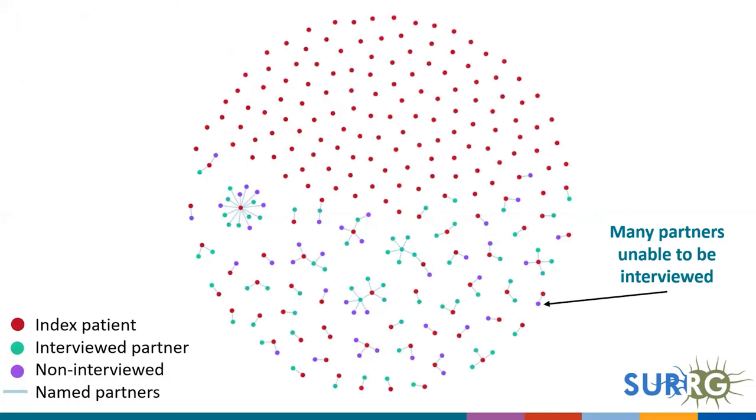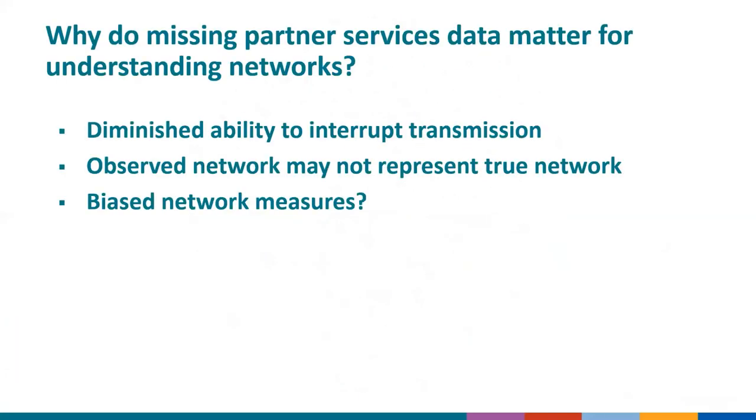Finally, once investigations start, some partners are unable or unwilling to be interviewed and screened. And these amount to dead ends in the contact tracing protocol, and investigations cannot continue. So in this map, partners in purple are partners that cannot be interviewed. Why do we care about this? Well, missing data can diminish our ability to interrupt transmission. If we can't reach people and provide treatment, we can't stop transmission events.